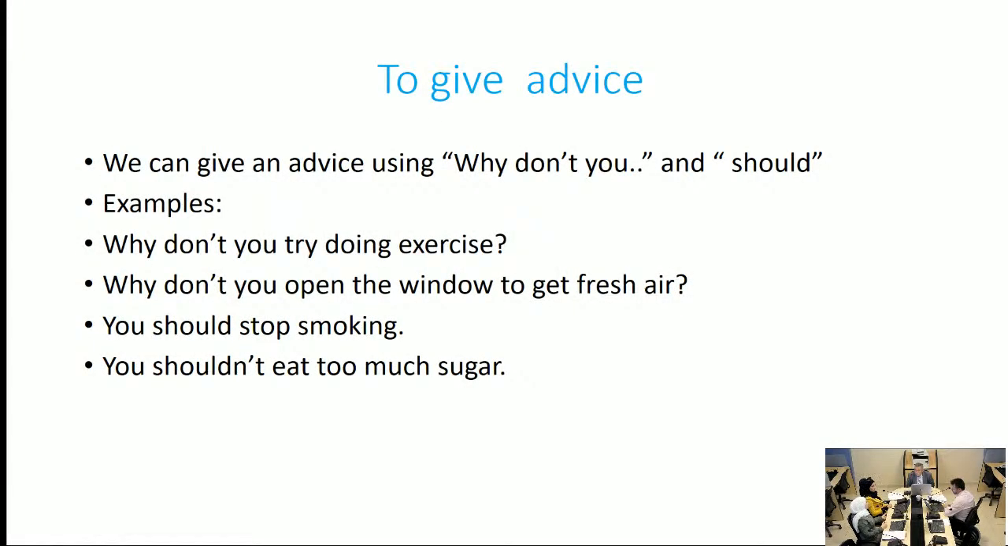From giving advice with if I were you to another kind of giving advice, we can give advice using why don't you and we can use should. For example, why don't you try doing exercise? Why don't you open the window to get fresh air? You should stop smoking. You shouldn't eat too much sugar. So we can give positive or negative advice using these two.